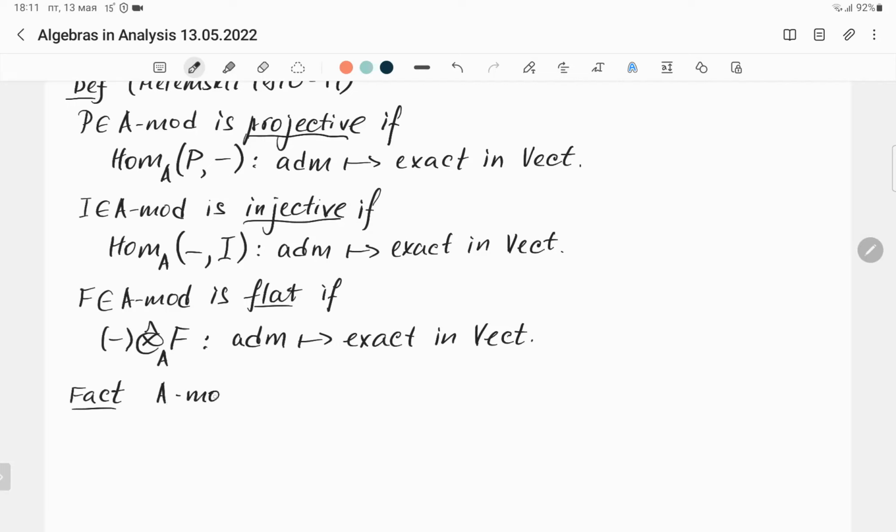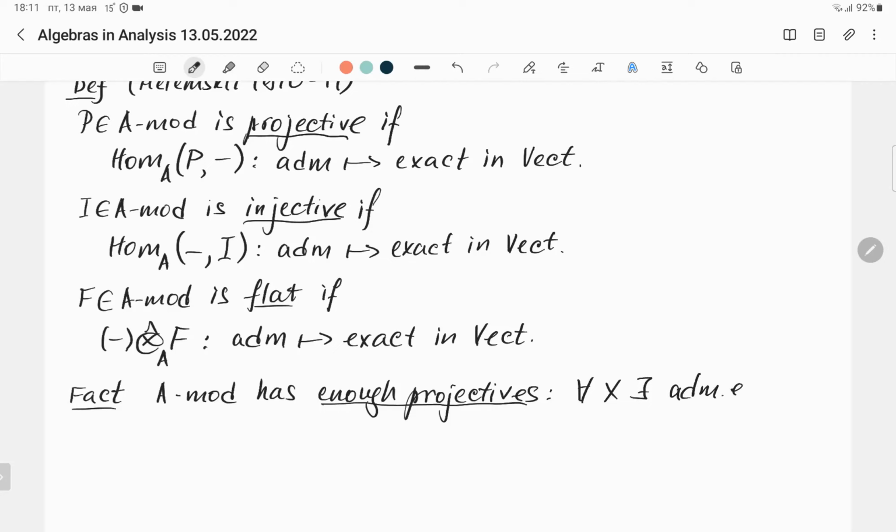Well, now an important fact about the category of Banach modules is that this category has enough projectives. This means that for each Banach A module X, there exists an admissible epimorphism. Well, I forgot to say what an admissible epimorphism is.